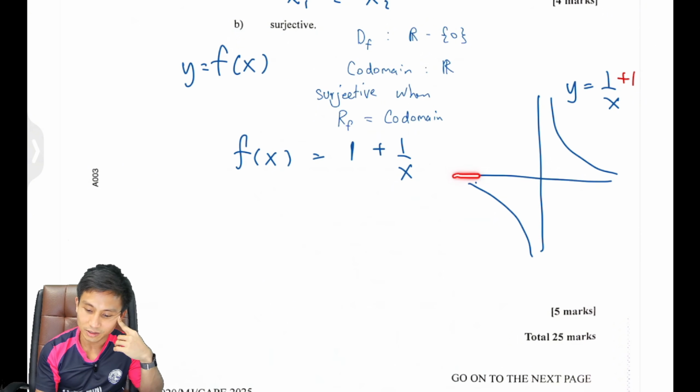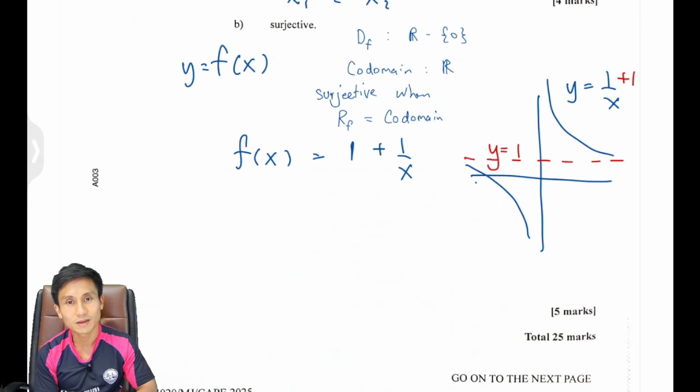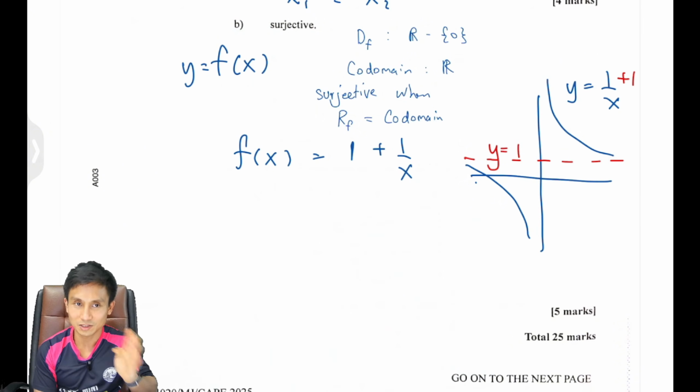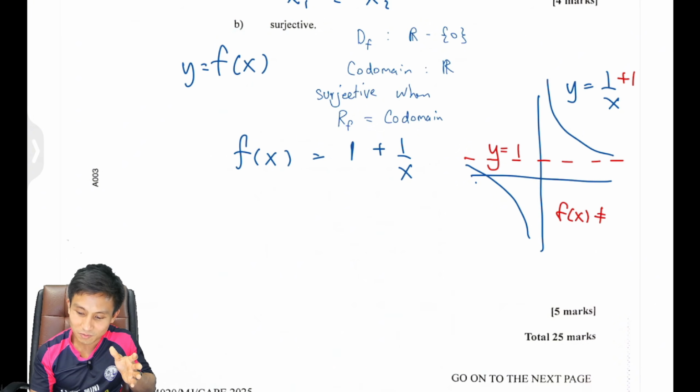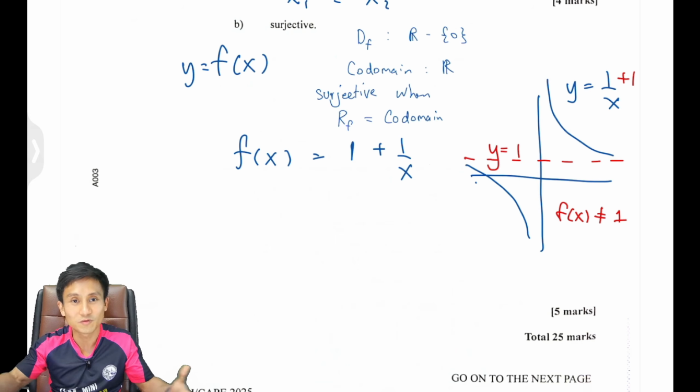If you didn't add 1, the asymptote would be the x and the y axis. But if you add 1, this is going to be shifted up by 1. This is going to go up by 1, and the asymptote will also be up by 1. So the asymptote is this guy, y equals 1. That is saying that this function, 1 plus 1 over x, cannot be 1, right? It cannot be 1. So now we got the range, because the range, or the y, or f(x) here, cannot be 1. Then that is not the same as the codomain. So this is one way to prove that it's not surjective.